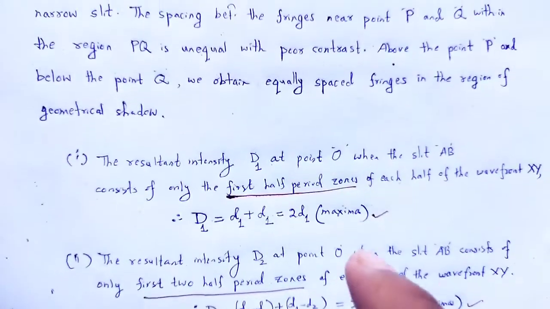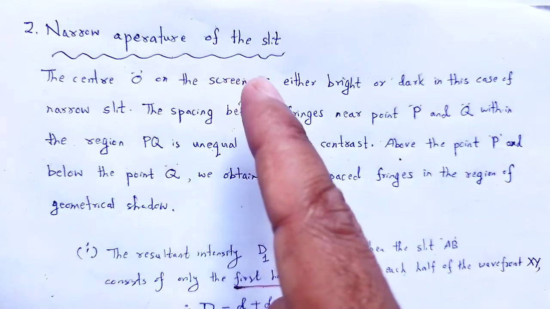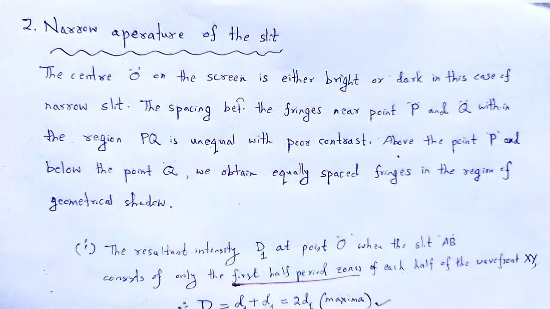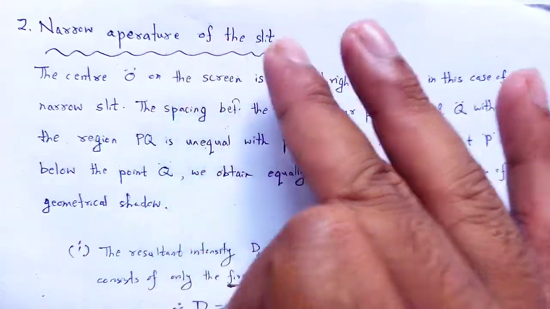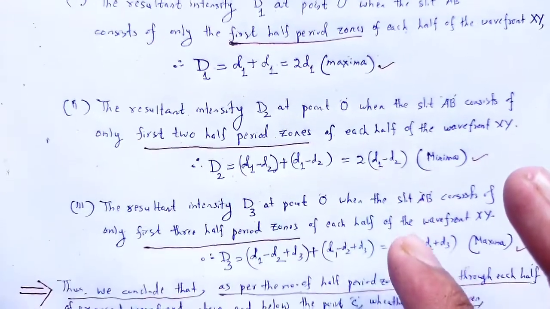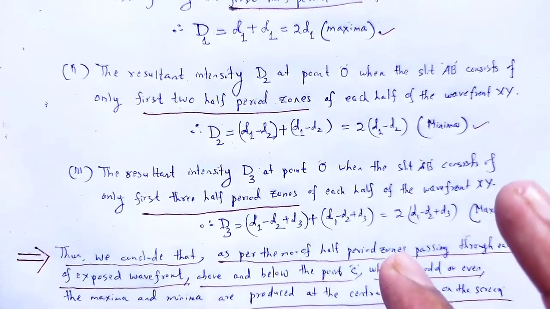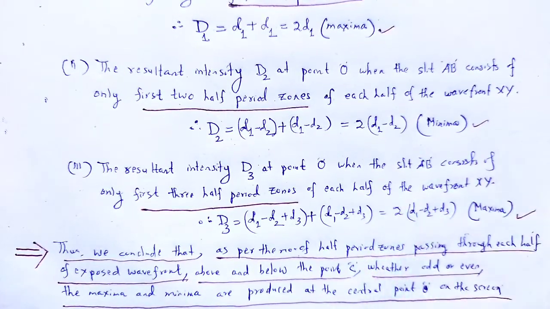In this way, we discuss what the interference and diffraction pattern we observe on the screen is in case of narrow aperture of the slit. That is the explanation regarding the diffraction pattern by using Fresnel's concept.